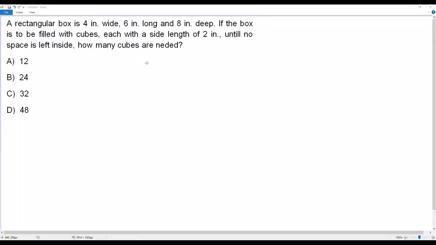Here we have a city math question. Okay, let me go over the question. A rectangular box is 4 inches wide, 6 inches long, and 8 inches deep. If the box is to be filled with cubes, each with a side length of 2 inches, until no space is left inside, how many cubes are needed?